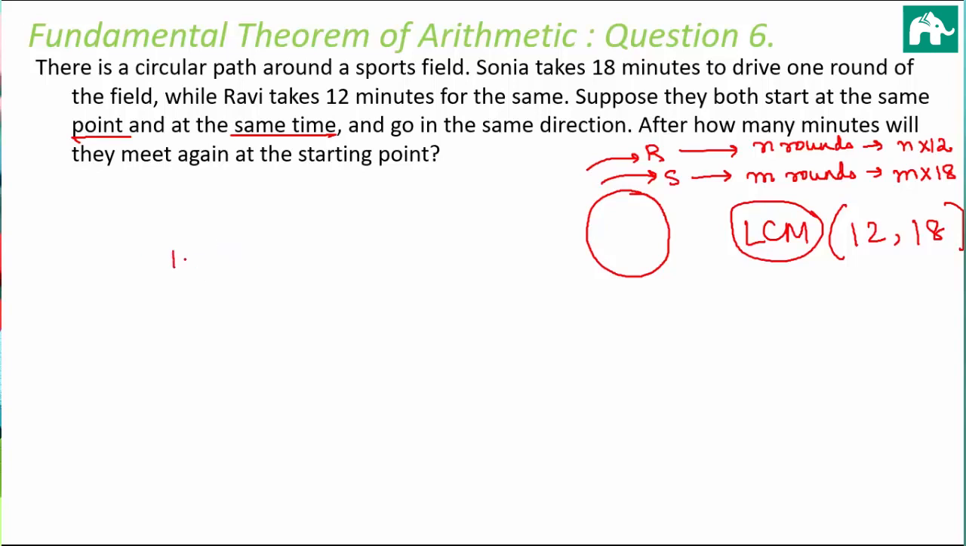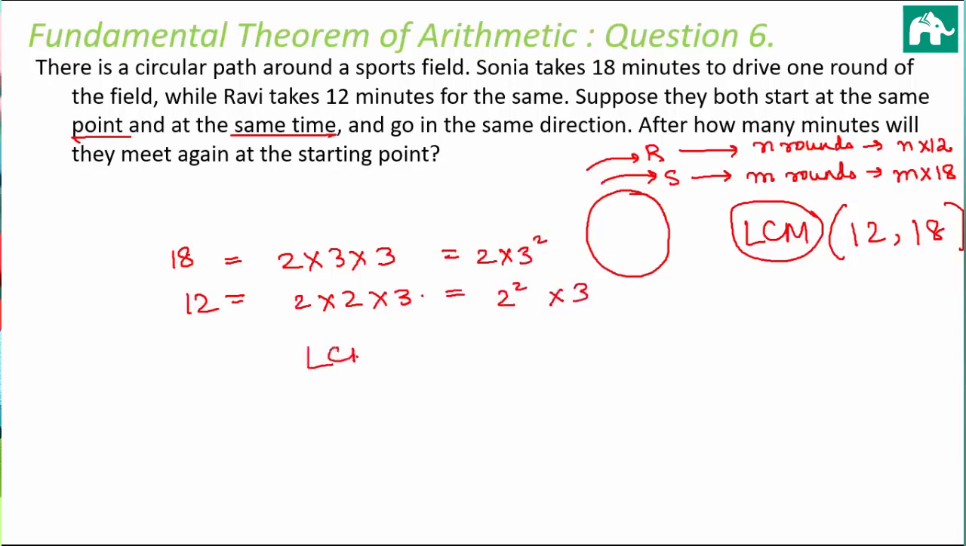So how do we calculate LCM? 18 can be written as 2 into 3 into 3. 12 can be written as 2 into 2 into 3. So this is 2 into 3 to the power 2 and this is 2 to the power 2 into 3. Therefore, the least common multiple will be equal to 2 to the power 2 into 3 to the power 2. That is equal to 36.